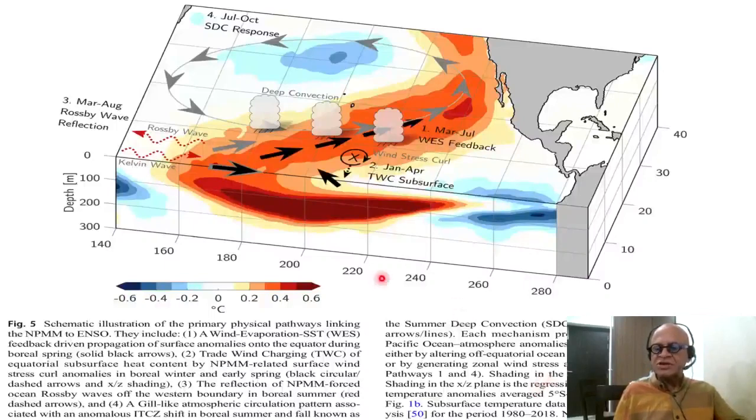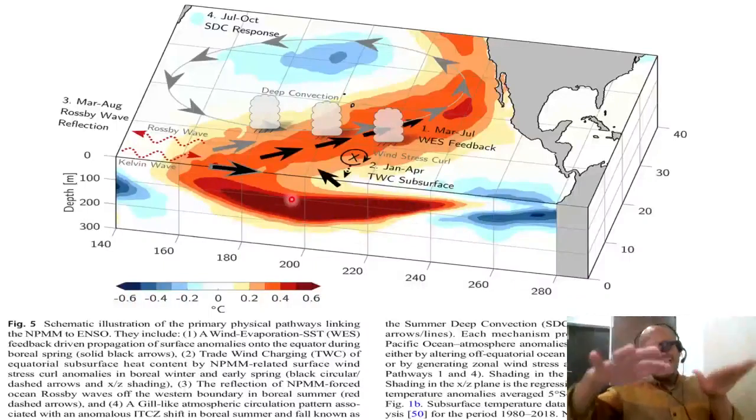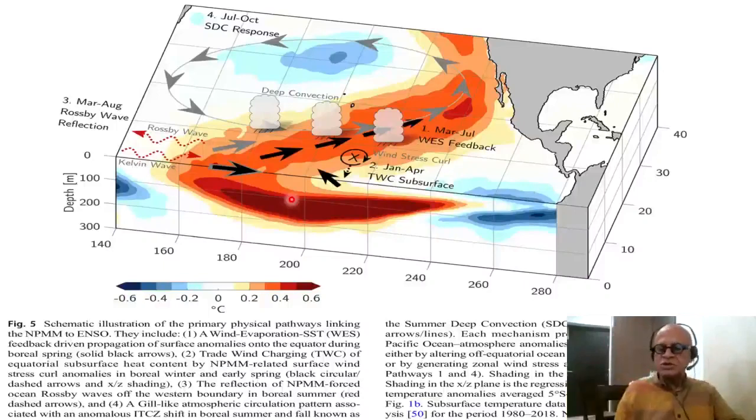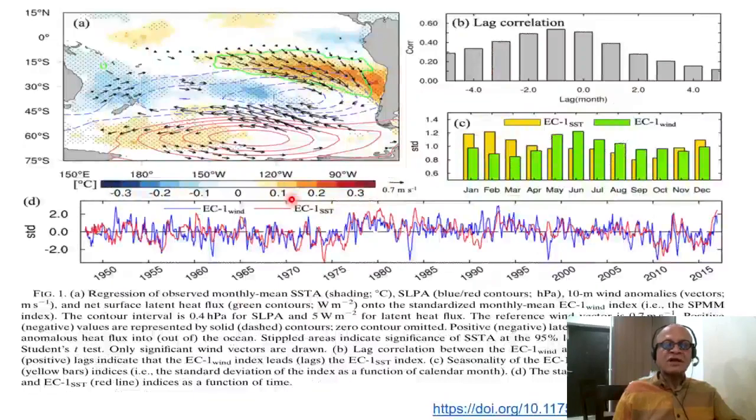Shading in the XY plane is the same as in 1A. Shading in the XZ plane is regression of observed subsurface potential temperature anomalies averaged over 5 south to 5 north on SSTA EC, depicted in figure 1b, so expansion coefficients. Essentially this is the recharge discharge mechanism, which has the leading meridional tilt first and then the zonal tilt, which is the onset of the El Nino, and it has its own life cycle.